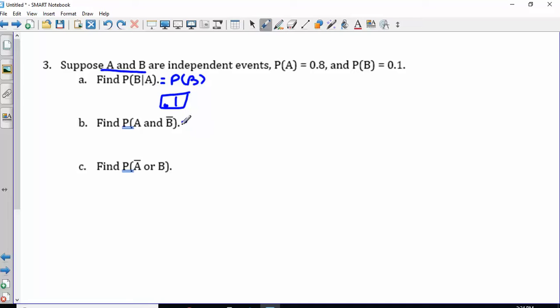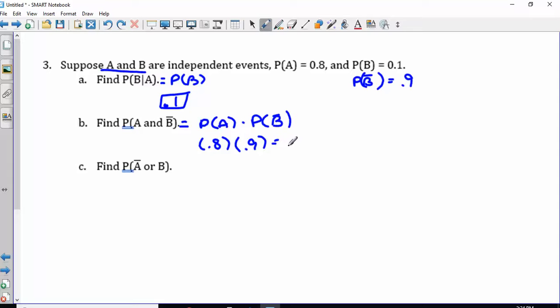The probability of A and not B. Look at your formula sheet. You have a multiplication rule for independent events. It's like top of the second page. It says if they're independent and you want the and, all you have to do is just multiply those probabilities. So the probability of A we are given is 0.8. How do I find the probability of not B? 1 minus 0.1. That's 0.9, so 0.8 times 0.9 equals 0.72.